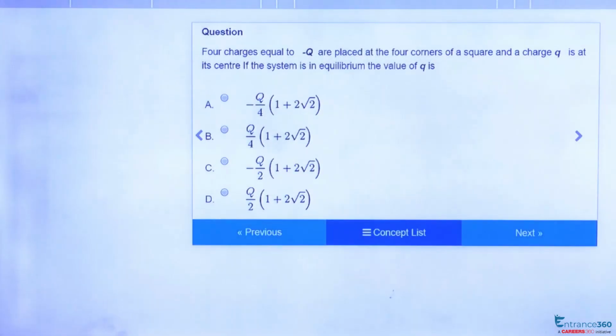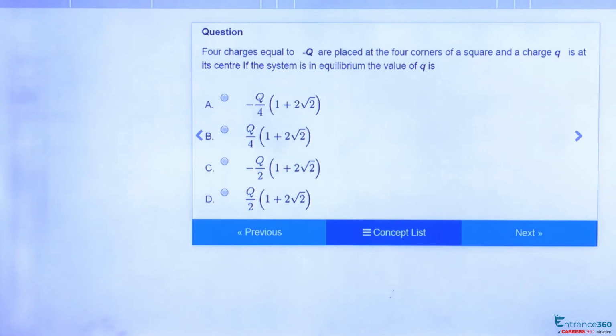Hello students, now we have a question from JEE Main 2004. The question says that we have 4 charges placed at corners of a square, 4 charges of value capital minus Q, and another charge small q which is placed at the center of the square. We have to find the value of small q at equilibrium.